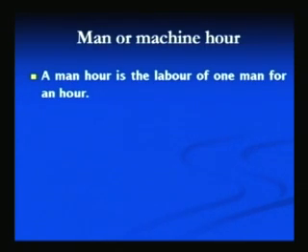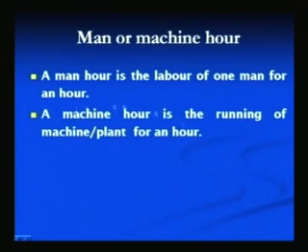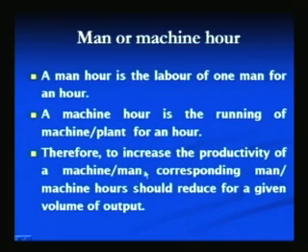While machine hour indicates the output given by the machine during its running for an hour, that is why it is the effort or output obtained as a result of running of a machine or the plant for an hour. Therefore, to increase the productivity of a man or machine, corresponding man or machine hours should reduce for a given volume of the production.